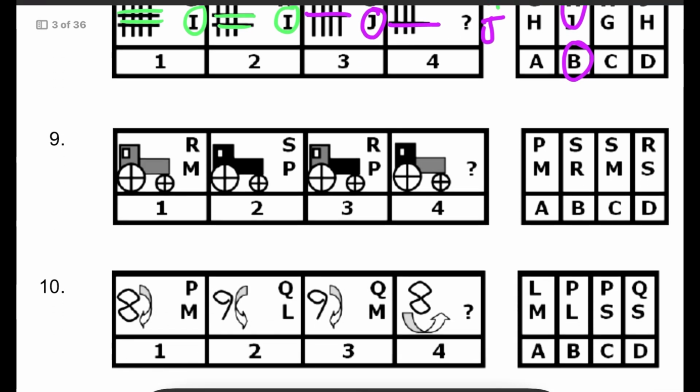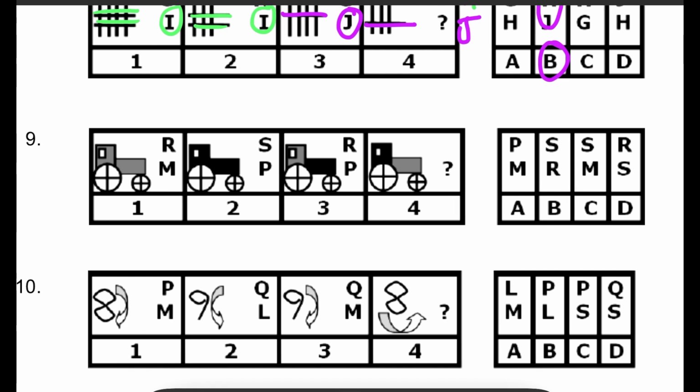Next question. So here, 1 and 3 will have an R as the first letter, and what they have in common is that this part of the shape is grey, whereas 2 and 4 both have this part as being black. So the first letter here will match this one, so it's an S here, so it'll be an S here.